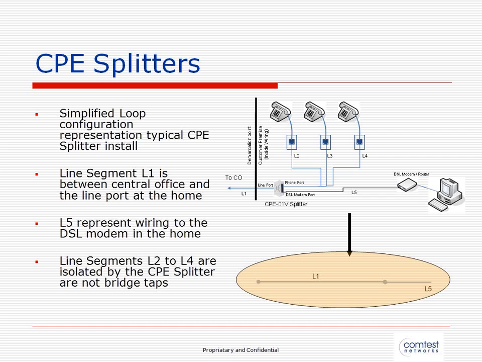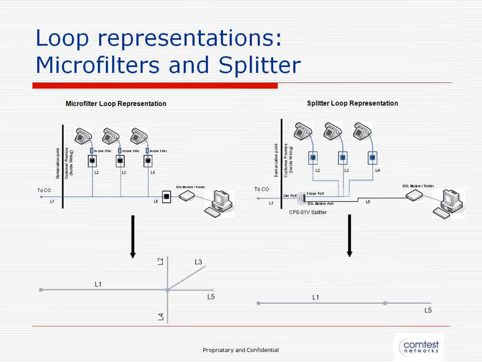Earlier, in the microfilter loop representation, these segments were still present on the line as bridge taps. We can take a quick look at the two side by side for ease of comparison. Again, please note that the segments L2 through L4 are bridge tapped with the microfilter installation on the left side of your screen, whereas with the splitter installed, line segments L2 through L4 are now isolated from the line to modem, or line segment L5 on the right-hand side of your screen.